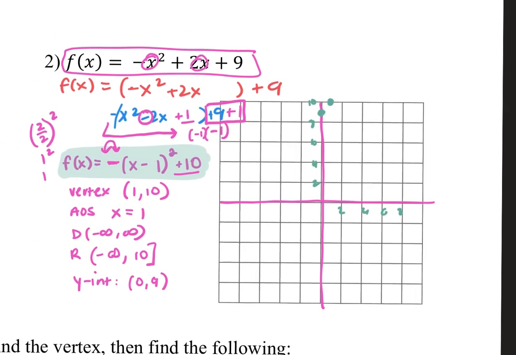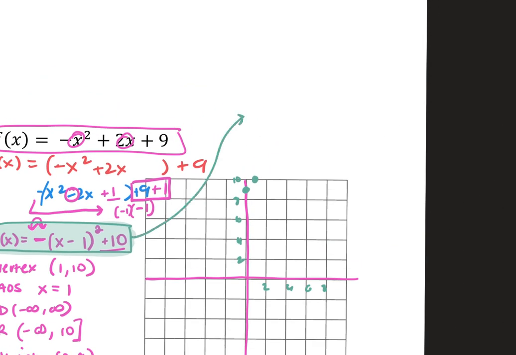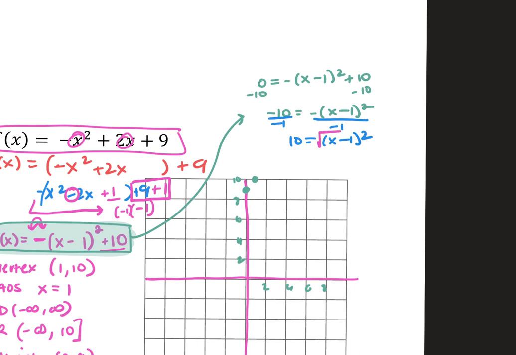And to find them, this time it's not so bad to get them from my standard form. So I'm going to use that even root. I would get 0 equals negative x minus 1 squared plus 10. Subtract the 10. Divide both sides by negative 1. Square root both sides, putting that plus and minus in front of the root 10. And then add the 1 at the end. And I get 1 plus and minus square root 10.